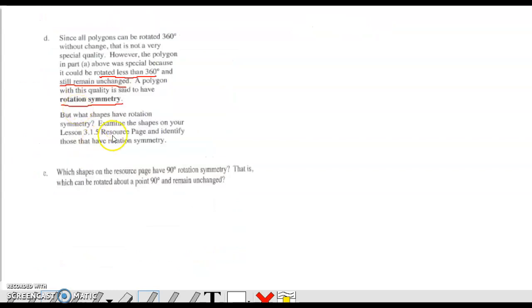So I want you to look at this page and see which one of these shapes would also have rotation symmetry. All right, so go ahead, pause the video for rotation symmetry now.